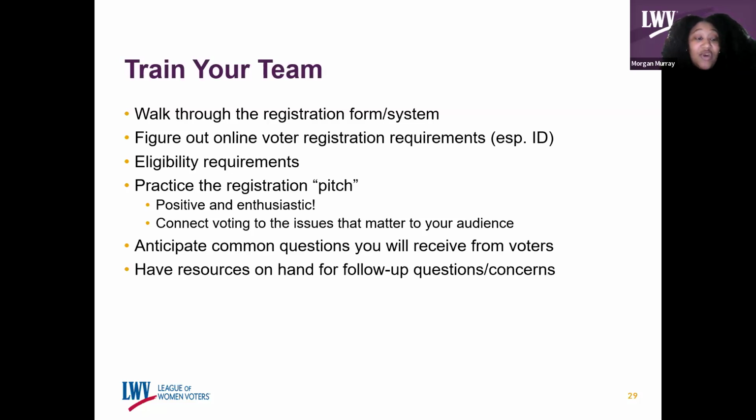Some things that you may want to include in your training are walking through the registration form or the online system. You may want to identify any online registration requirements, especially if a voter ID is needed. If your state requires voter ID for online registration, make sure that you have ample paper voter registration forms for people that may not be able to register online, or if they need to make a photocopy of their ID. Think through those things in the process, and troubleshoot any obstacles that may exist for certain voters.